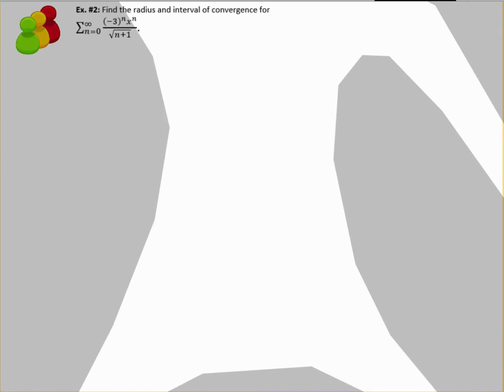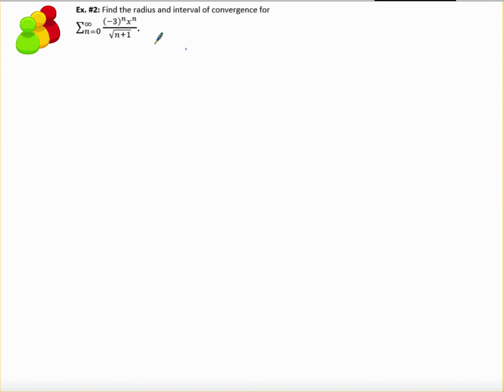Let's try example number 2. So maybe you guys could try this one on your own. Go ahead and pause it, see if you can try it, and then you can maybe fast forward through the work and see if you got it right. So I'm going to start by using the ratio test. That would be the limit as n goes to infinity of the absolute value of our a sub n plus 1 divided by our a sub n.